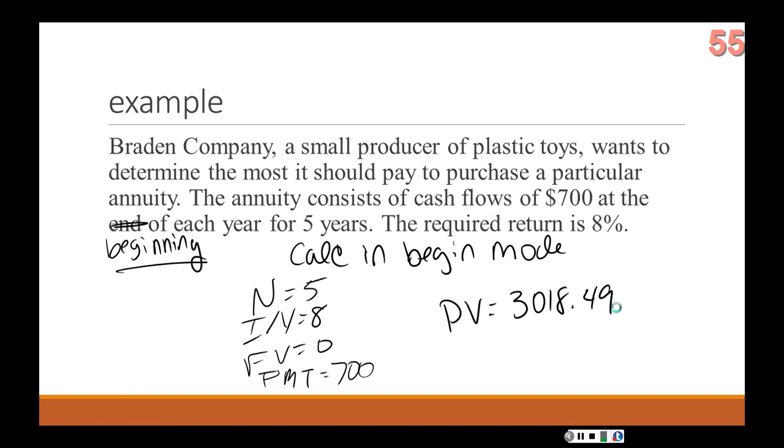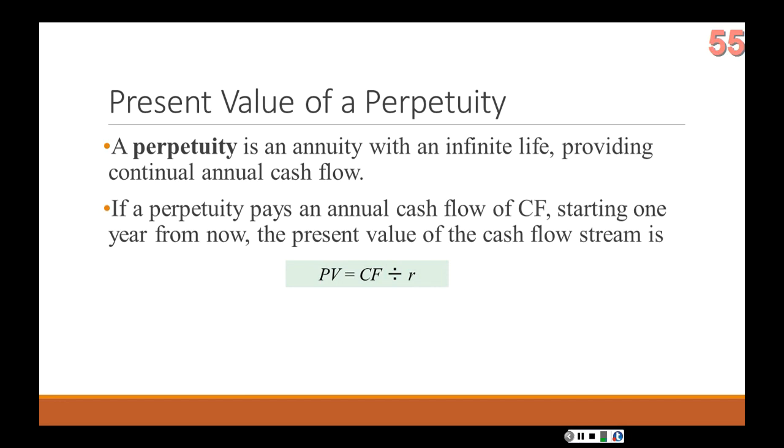The next concept we're going to cover is a perpetuity. A perpetuity is an annuity with an infinite life. So it's continual equal cash flows. The present value of a perpetuity is equal to the cash flow or payment divided by the interest rate. This is the only time that we don't use the financial calculator. We simply use the formula.